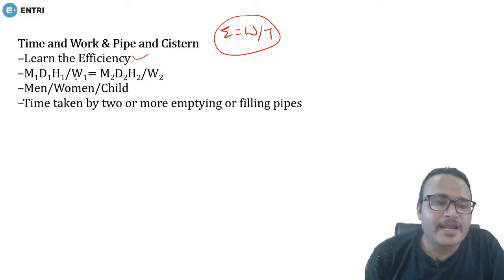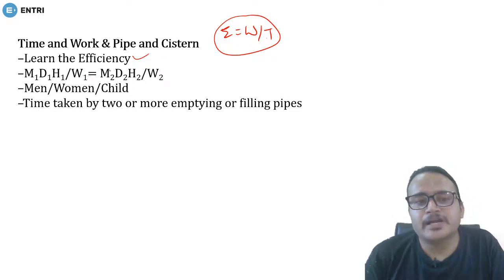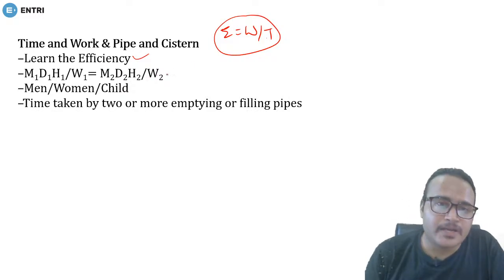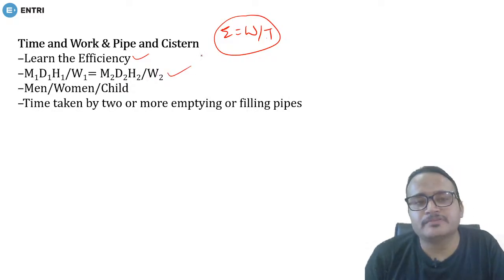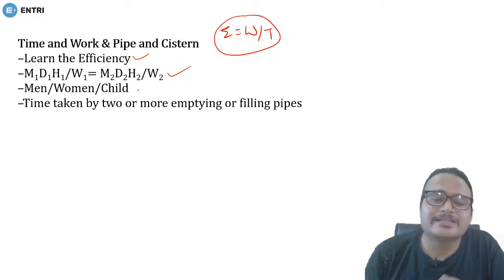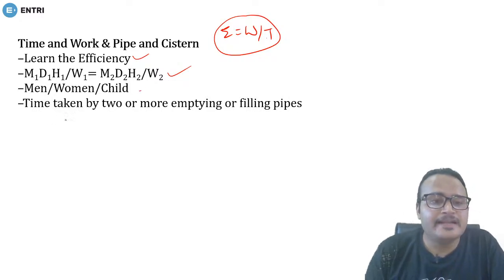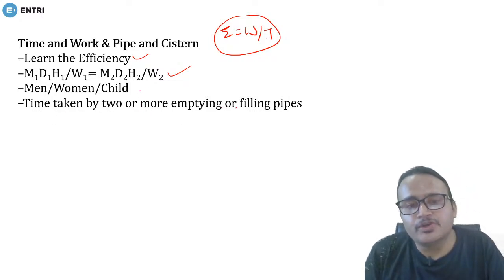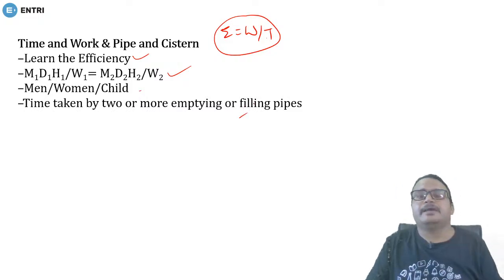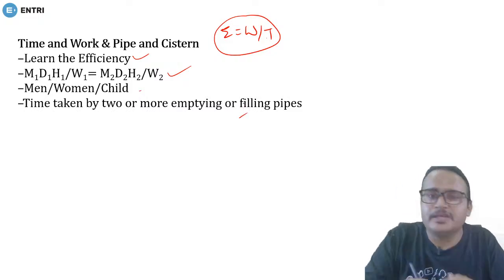Okay guys, and M1 D1 H1 divided by W1 equals M2 D2 H2 divided by W2. This formula based question may also be there. Man, woman, child question may also be there. And questions based on the time taken by 2 or more than 2 emptying or filling pipes may also be there.